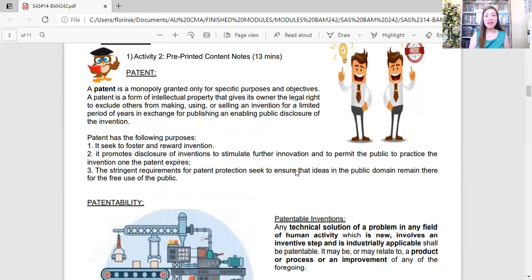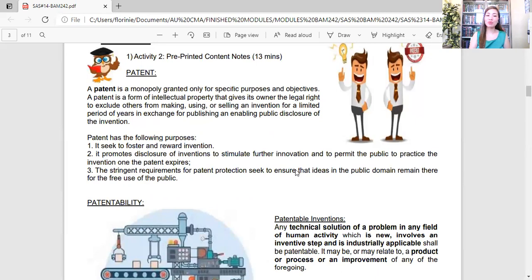So what is patent? A patent is a monopoly granted only for a specific purpose and objective. So a patent is a form of intellectual property that gives its owner the legal right to exclude others from making, using, or selling an invention for a limited period of years, in exchange for publishing and enabling public disclosure of the invention.